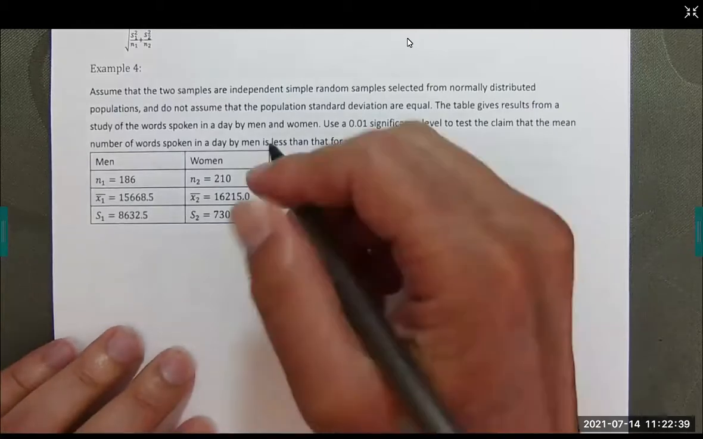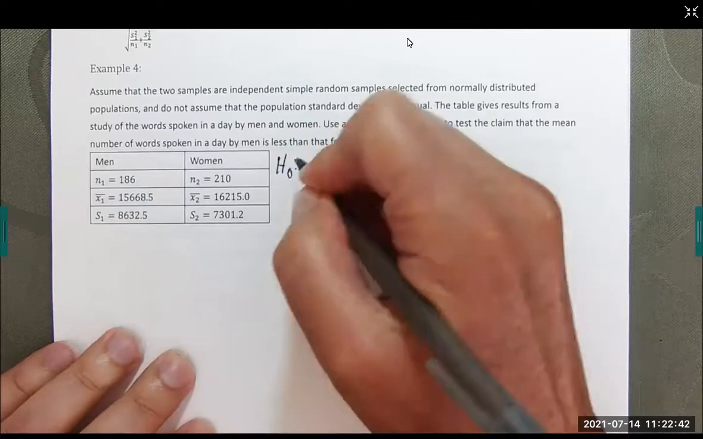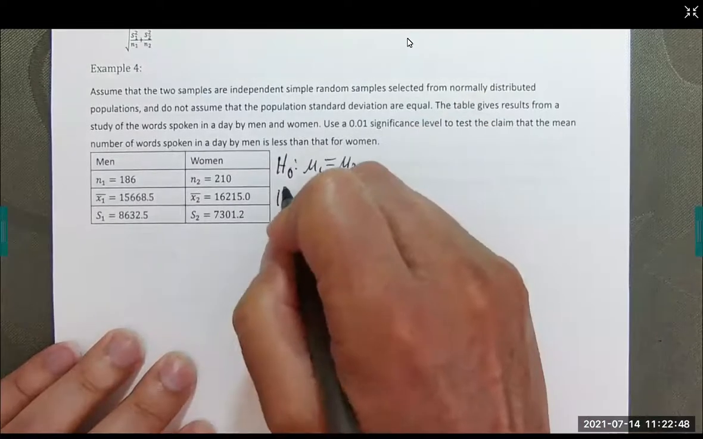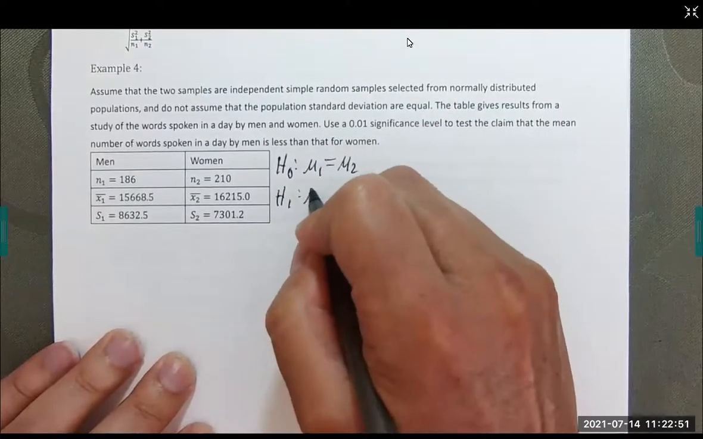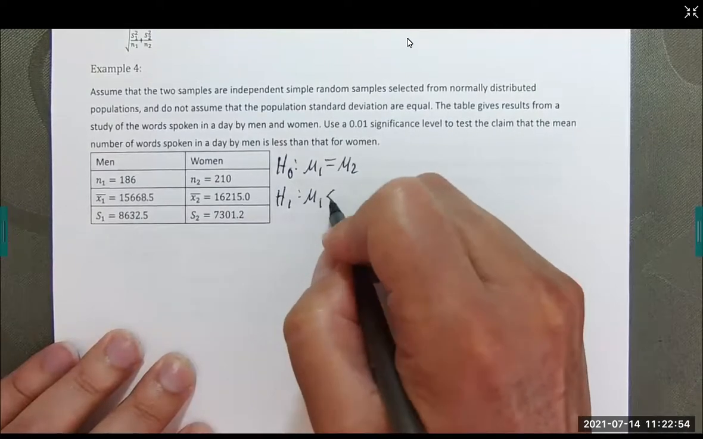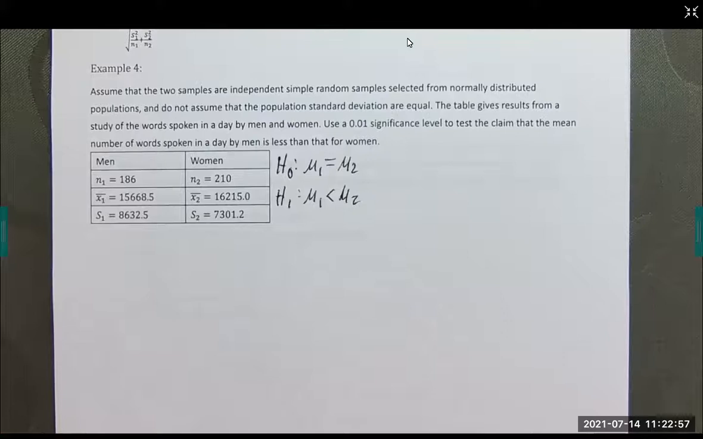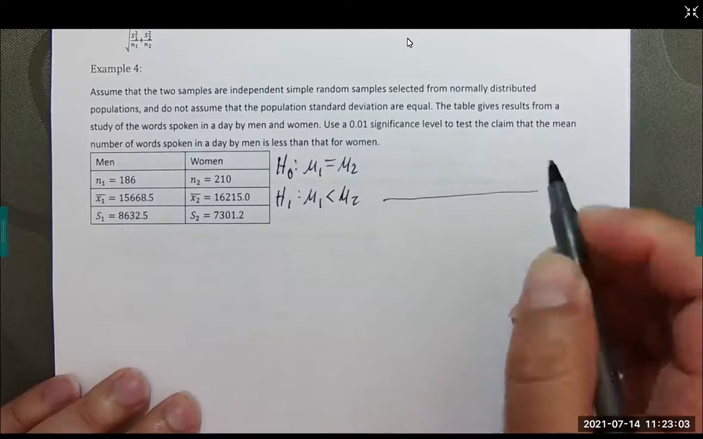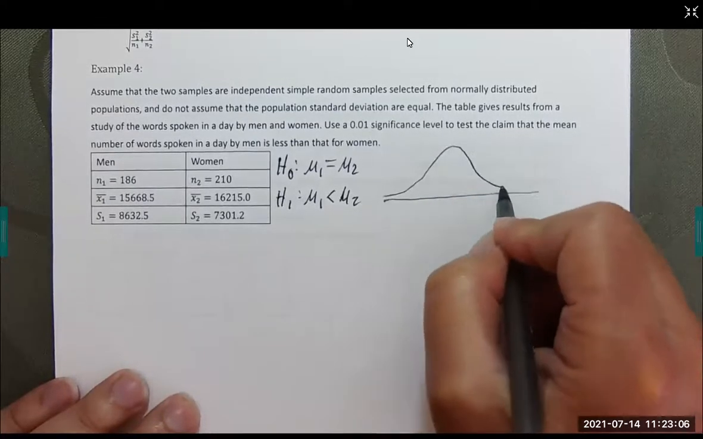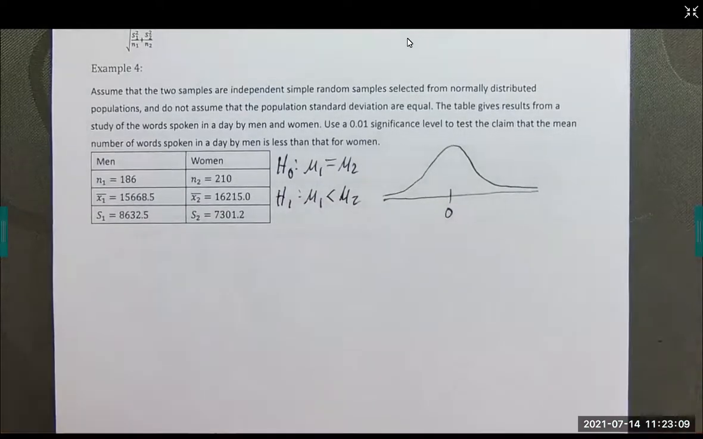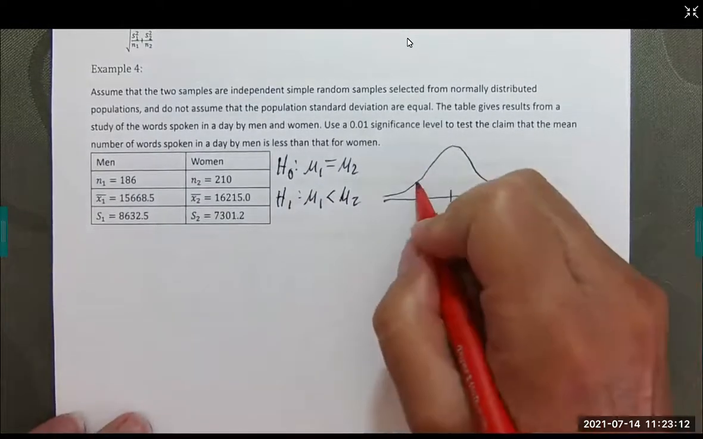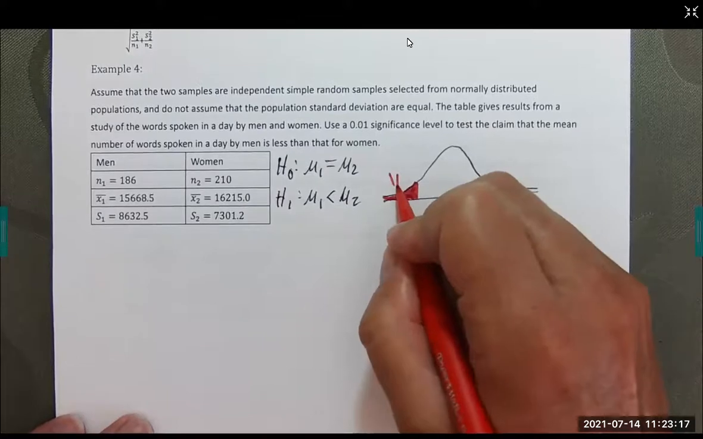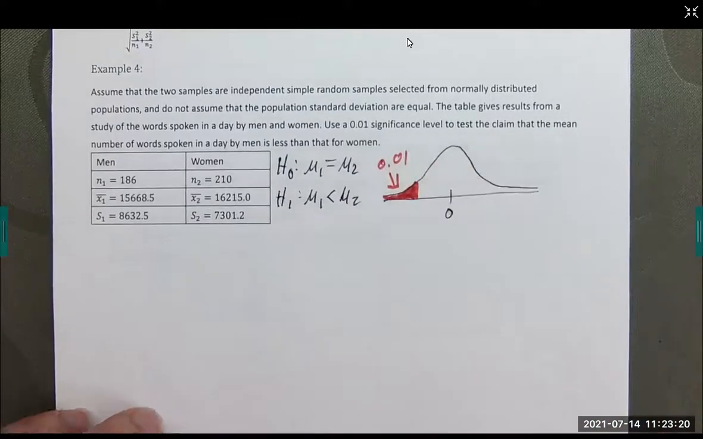So let's jump right into our null hypothesis there. We're going to assume that the two means are equal. And what they want to test is that the mean number of words that men speak is less than the mean number of words that women speak. This is going to be a left-tailed test. We know that because it's less than. And the significance level is 0.01.